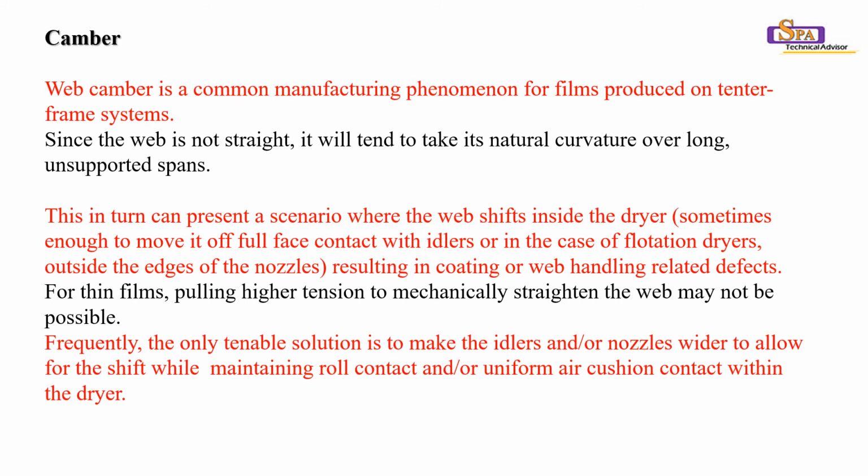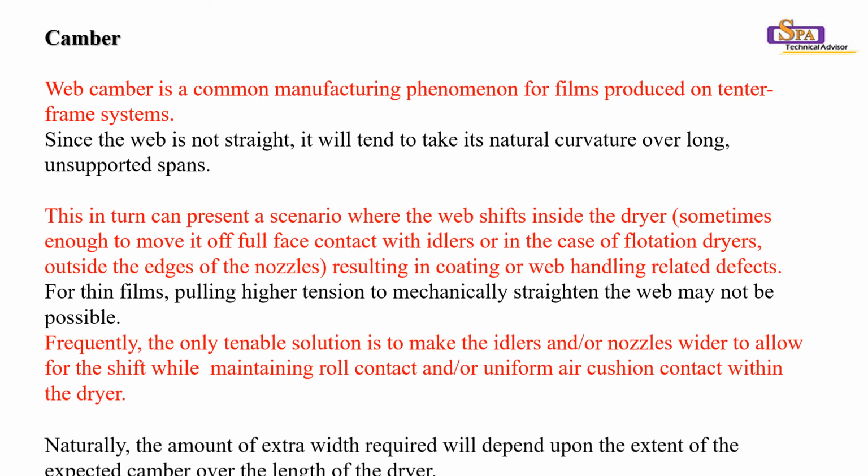For thin films, pulling higher tension to mechanically straighten the film may not be possible. Frequently, the only tenable solution is to make the idler or the nozzle wider to allow for the shift while maintaining roll contact and or uniform air cushion contact within the dryer.